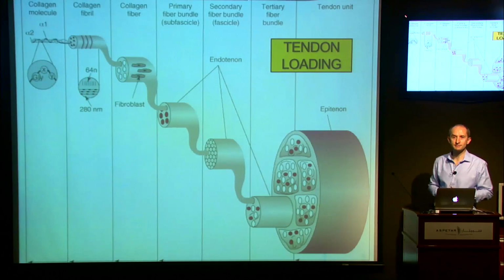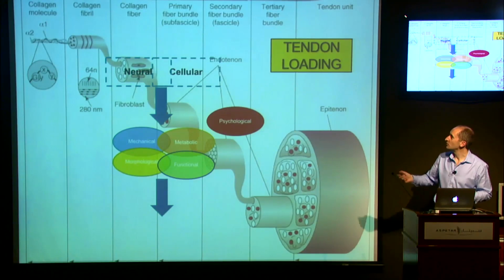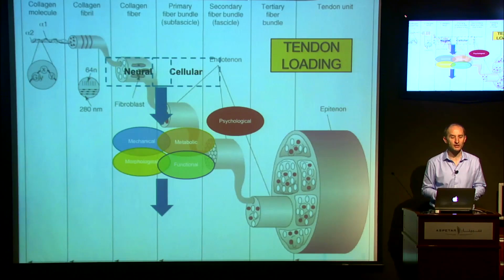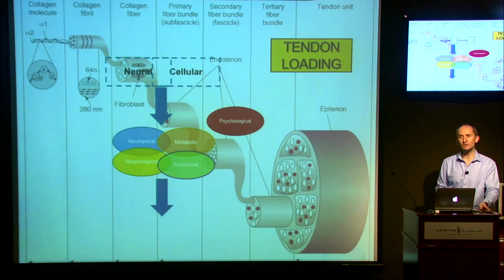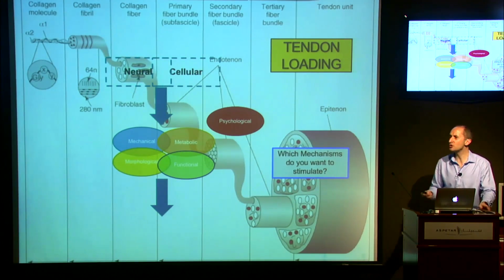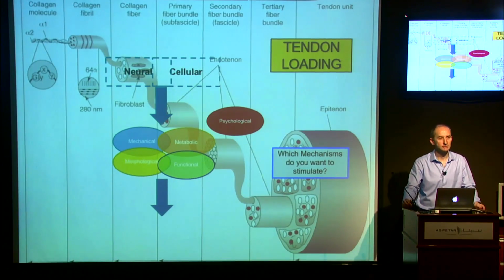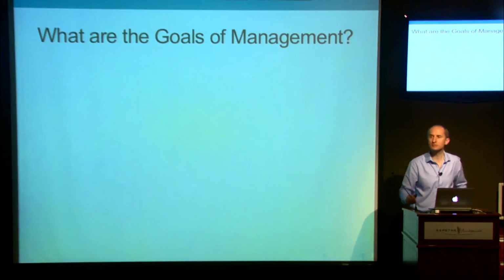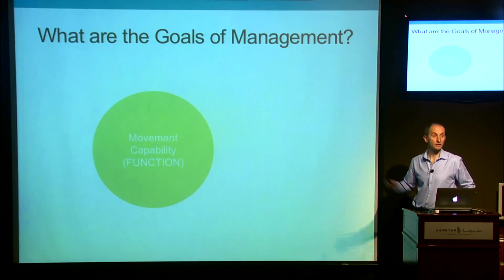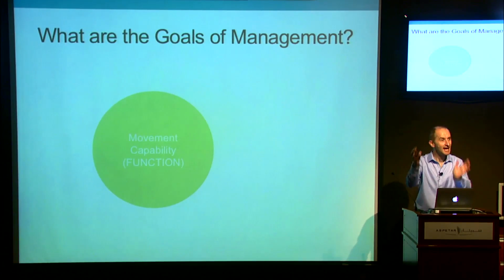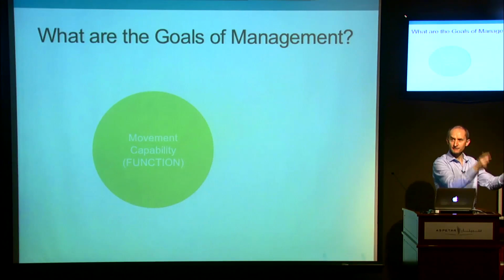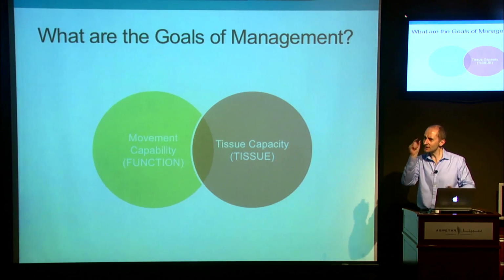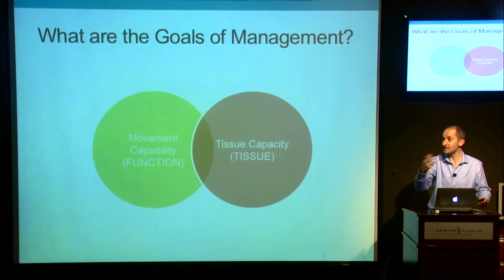So what about tendon? Well, what mechanisms do we want to perhaps address, and how do we want to get our adaptation and maximize that within tendon? Which mechanisms do you want to stimulate? Well, I come back again to the question, well, what do you want to achieve? What are your goals? Is it about changing the movement capability, so integrating that tendon function into the activity? Or are you trying to change the tissue capacity? Are you trying to get specific morphological changes in that tendon tissue?